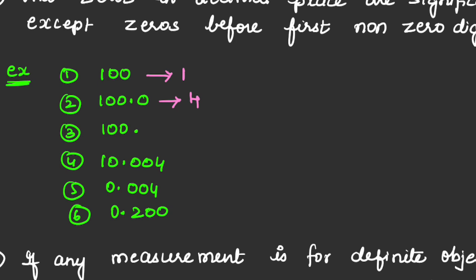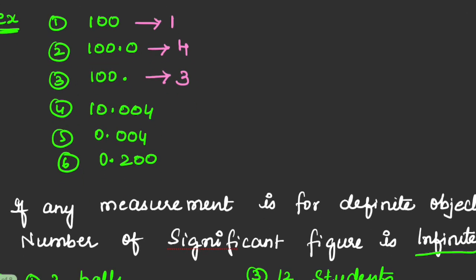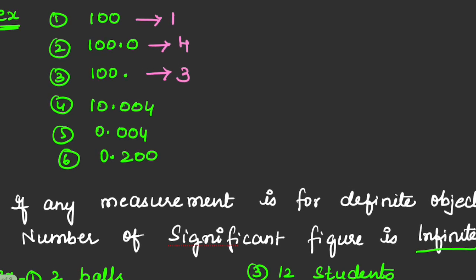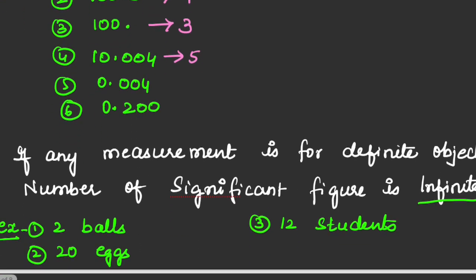In the next example we see there is a decimal, there is a non-zero digit, and there are zeros after the non-zero digit. Therefore these zeros also become significant. So the significant digits will be 1, 2 and 3. So the answer will be 3. Next example. Here zeros are there between the non-zero digits, so they become significant. So 1, 2, 3, 4, 5. There are 5 significant figures.